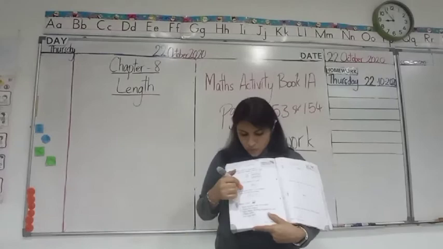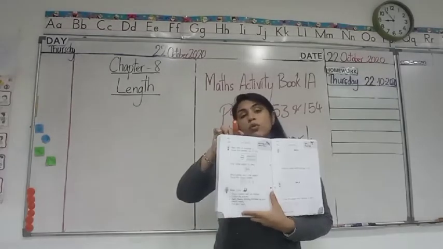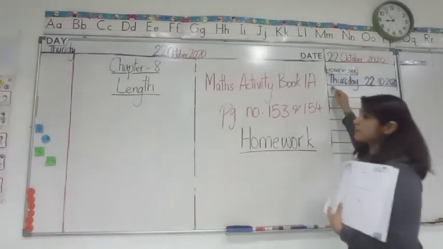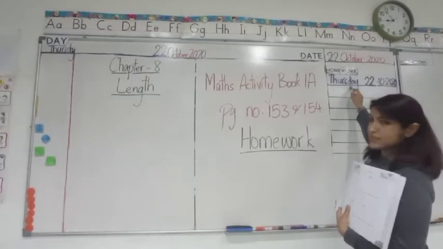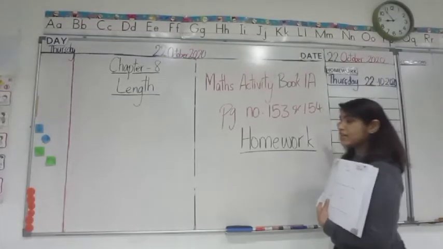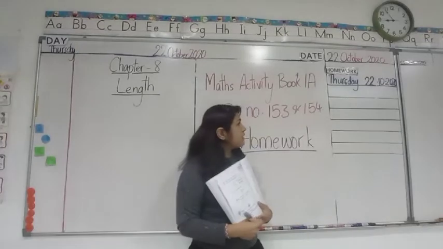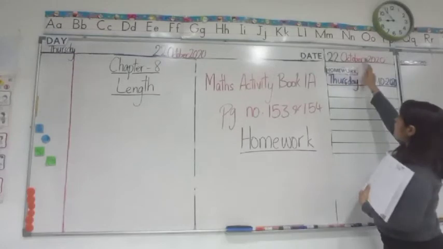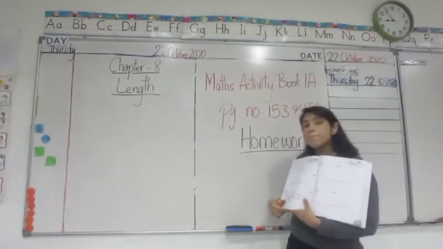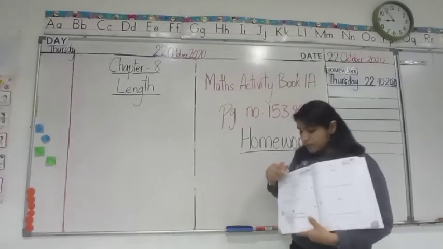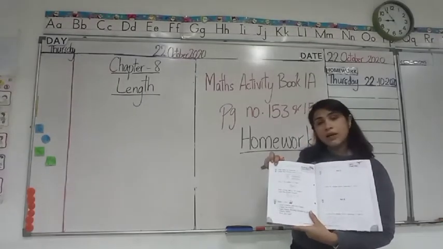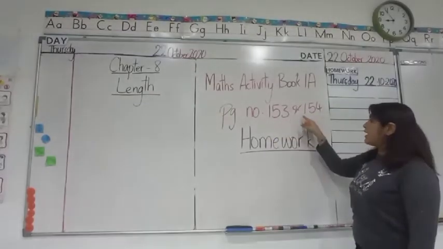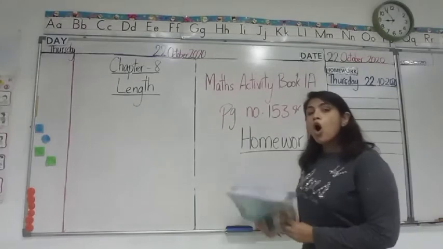Now, on this page I want you to strike the word name and write down Thursday, T capital please, and today's date, 22nd of October. This is the date which you need to copy, October 2020. Please write a complete date. Then strike the word class and write down HW. So page numbers 153 and 154 are for homework.